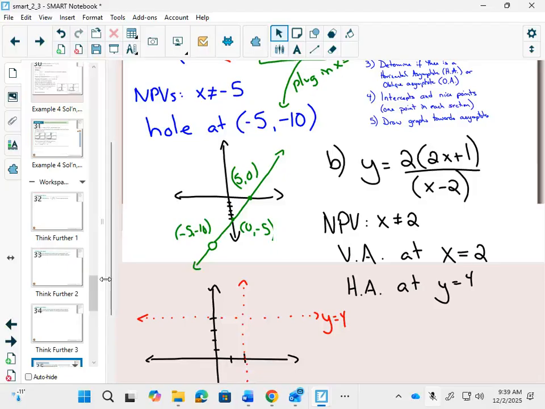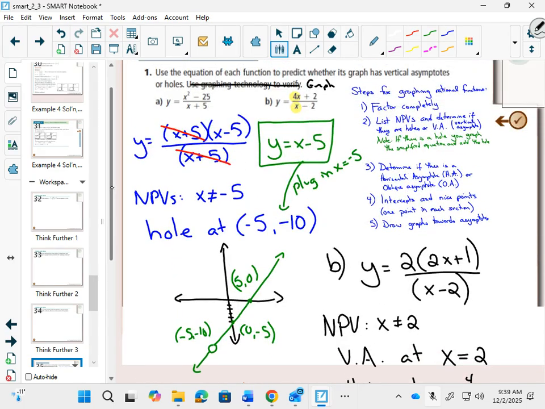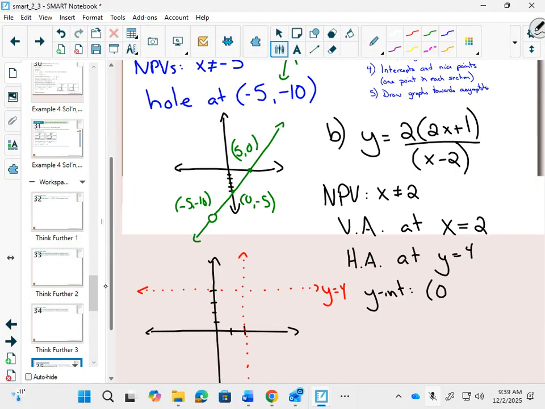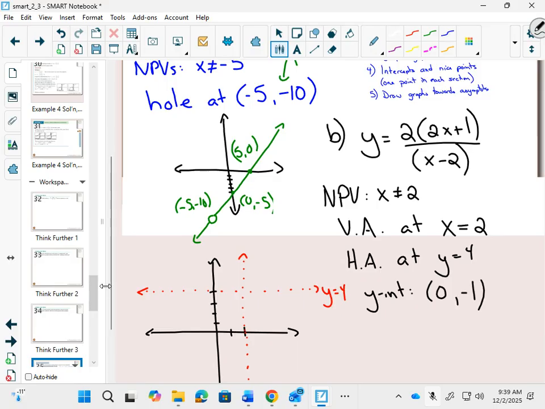Okay, I always like to start off with my y-intercept because it's really easy to find. You plug in 0 for x. I often go back to my original equation. Can you see that if you plugged in 0 for x, those two highlighted things would be 0? And you would just end up with plus 2 over minus 2, which is minus 1. So I can go to my graph, and I can label 0, minus 1.